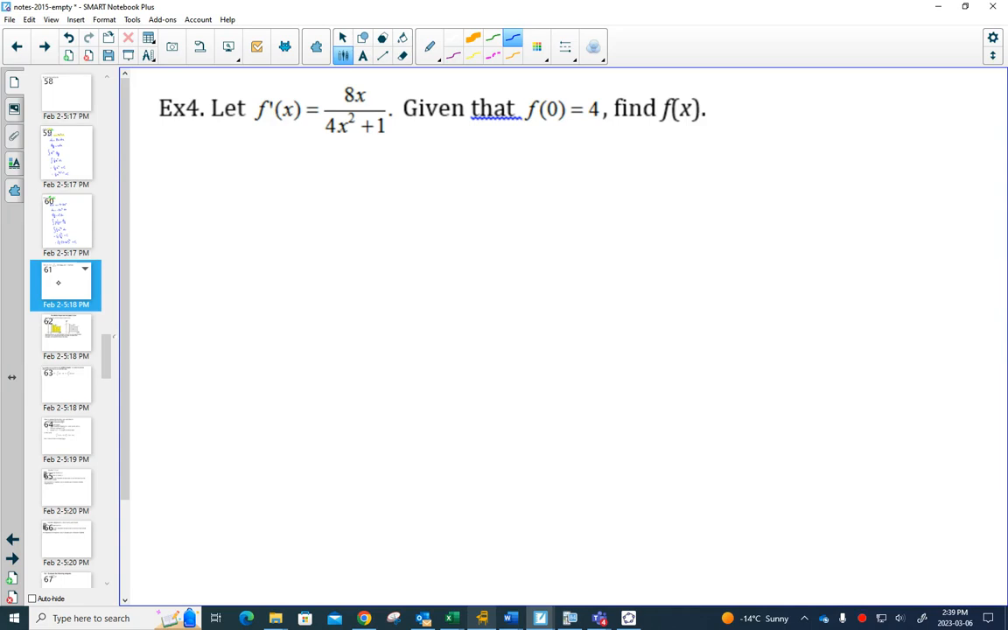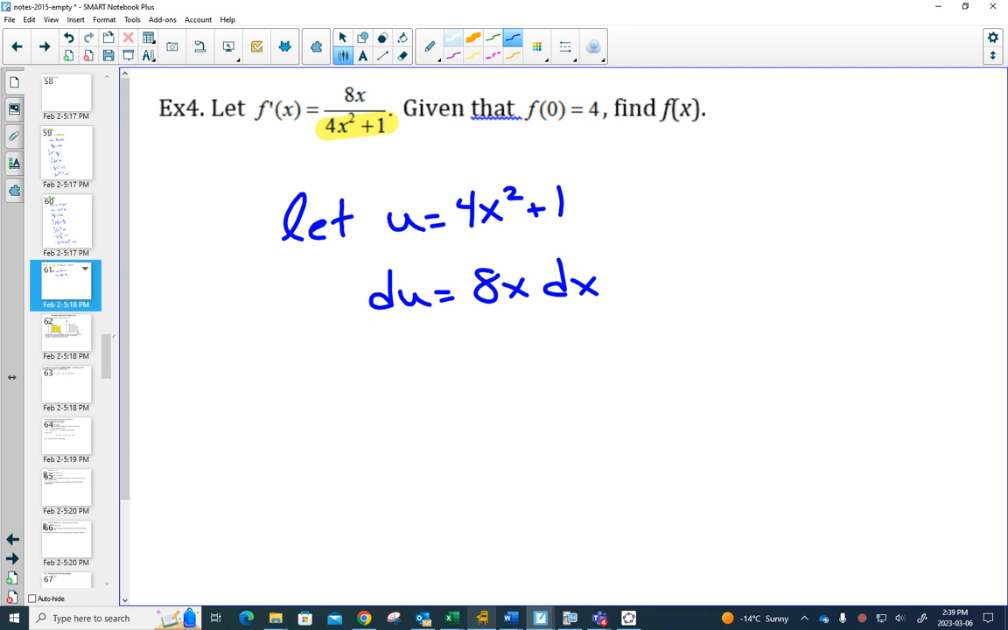Do you notice that? I like to use yellow first. Technically that, you could think of it as inside of an exponent of -1. So if it's on the bottom of your fraction, you can think of it as an inside function. And if we let u equal 4x squared plus 1, then the derivative matches up perfectly.